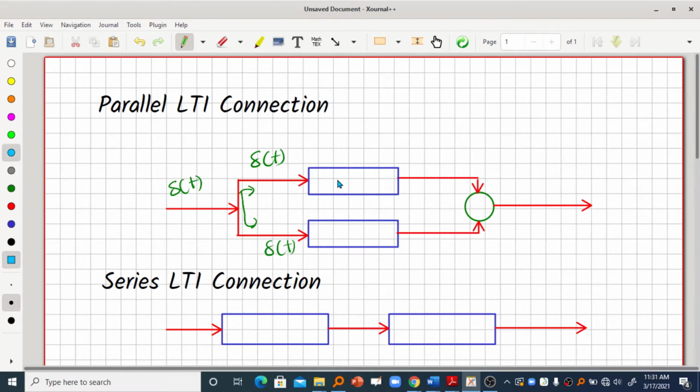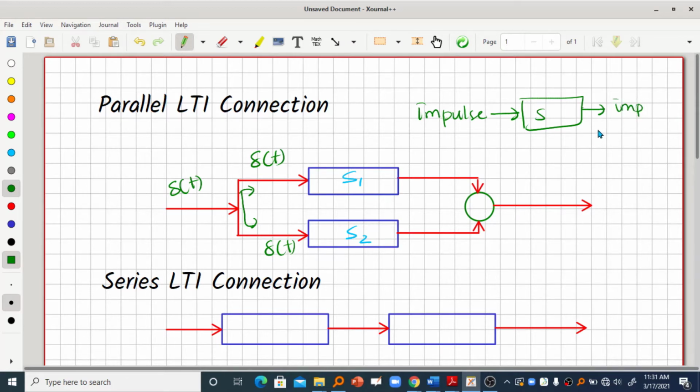Now coming to the systems, let us call this system S1 and this system S2. We know that whenever we provide the input δ(t), that is an impulse signal, into a system, let us say a system S, it will provide us the impulse response, right?